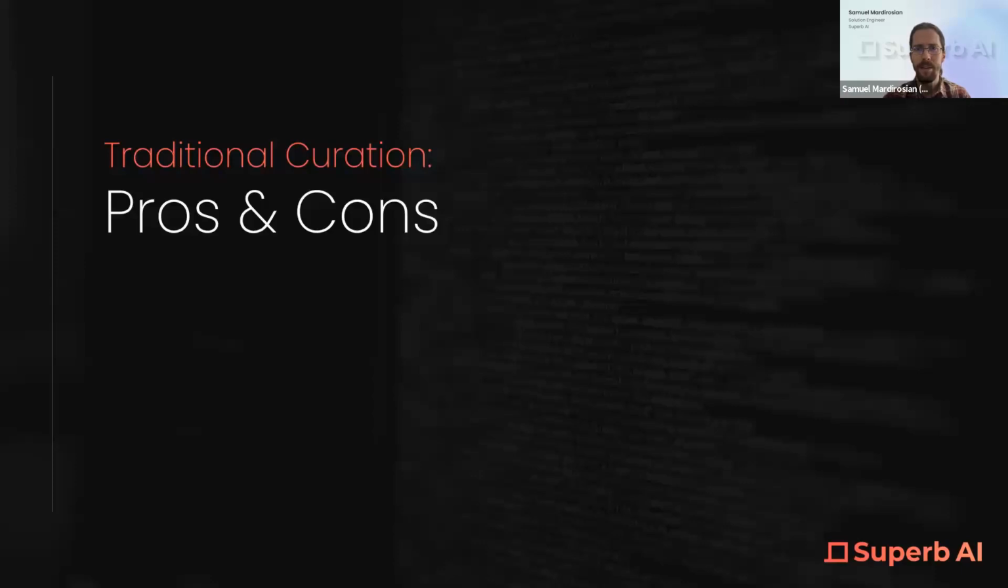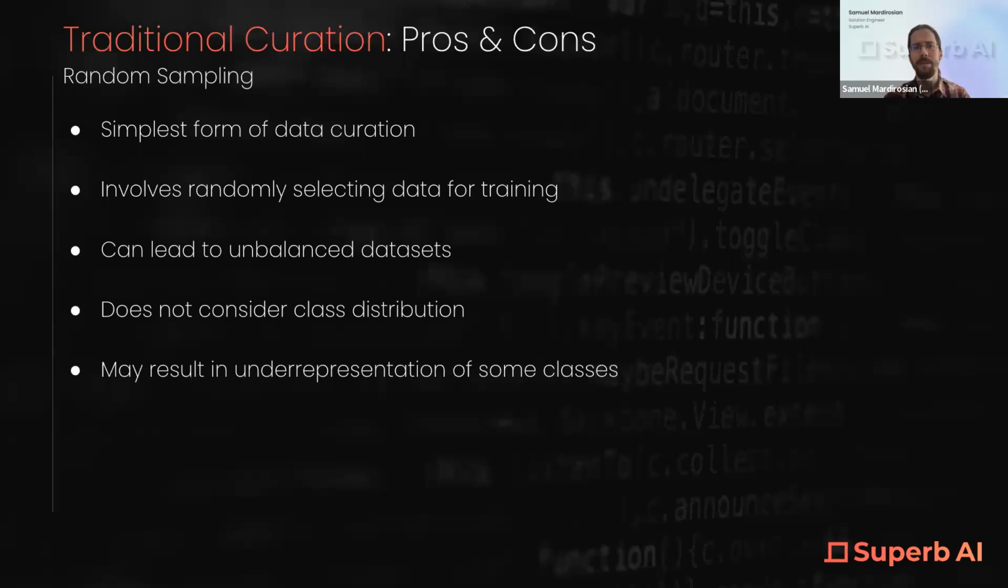Okay, let's take a look at some traditional data curation methods and some advantages and issues that they can have. So random sampling is a traditional approach to data curation where a subset of data is selected randomly. In our experience, this is probably one of the most common methods of data curation, probably because it's so simple and easy to implement. But it has its limitations.